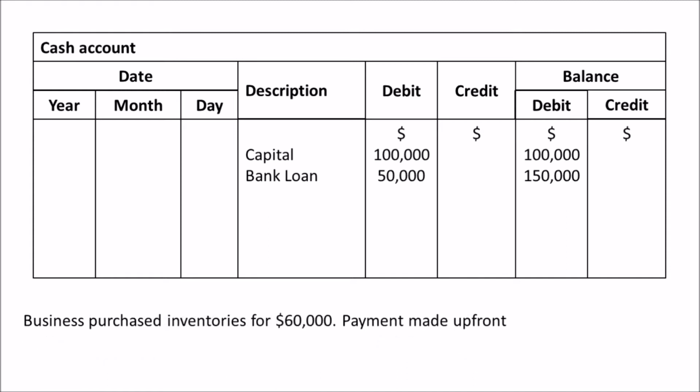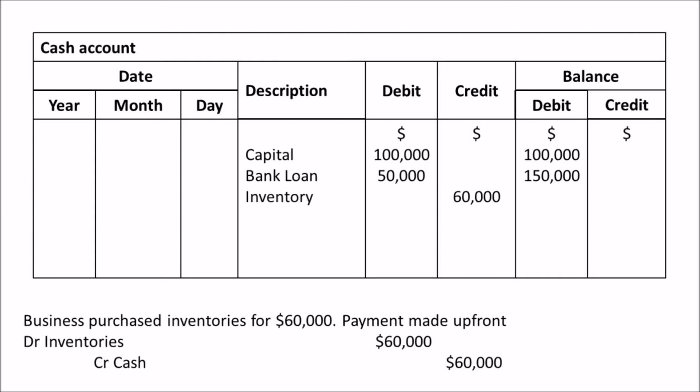Third transaction, the business purchased inventories for $60,000. Payment is made upfront. What is the journal entry here? Remember, payment is made upfront, so cash will decrease. Inventories will increase because the business bought inventories. The journal entry for this transaction is debit inventories and credit cash by $60,000. Since we credited cash by $60,000, we will put $60,000 in the credit column. The account that we debited by $60,000 is inventories, so we put inventories in the description column.